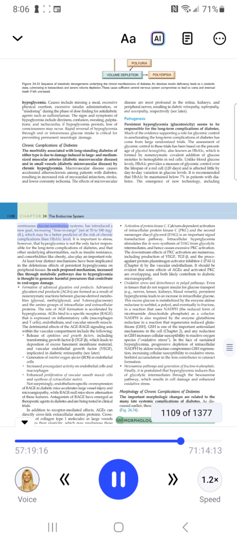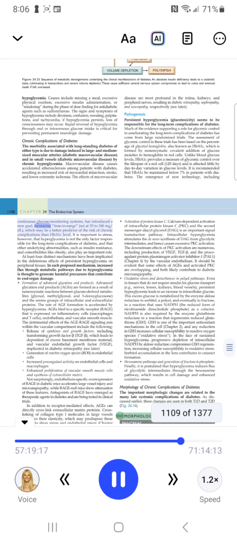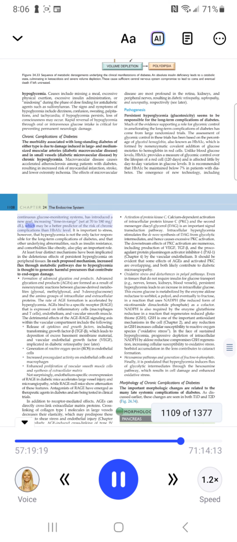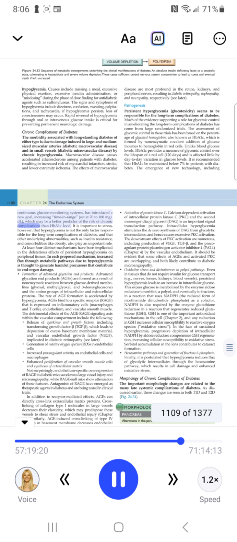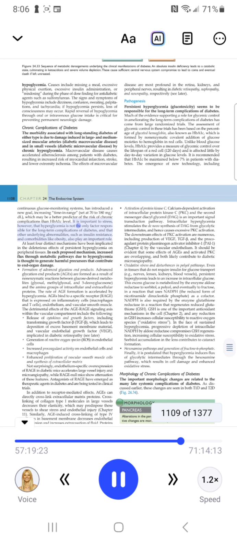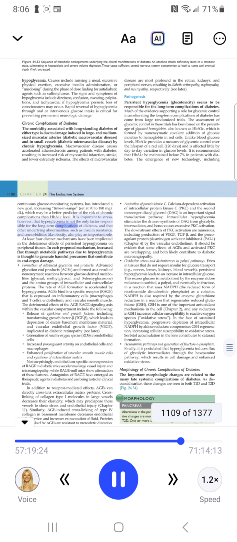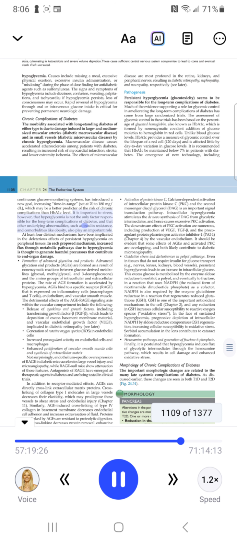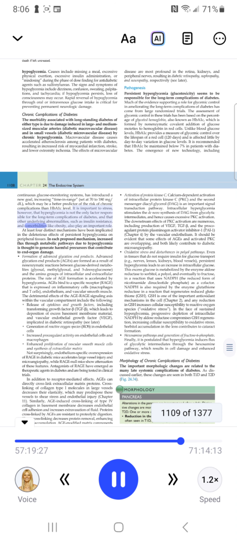The emergence of new technology, including continuous glucose monitoring systems, has introduced a new goal, increasing time in range, set at 70 to 180 milligrams per dL, which may be a better predictor of the risk of chronic complications than HbA1c level. It is important to stress, however, that hyperglycemia is not the only factor responsible for the long-term complications of diabetes, and that other underlying abnormalities such as insulin resistance and comorbidities like obesity also play an important role.